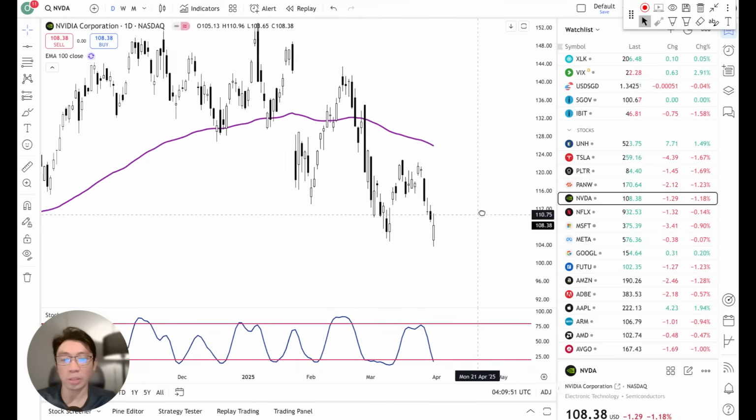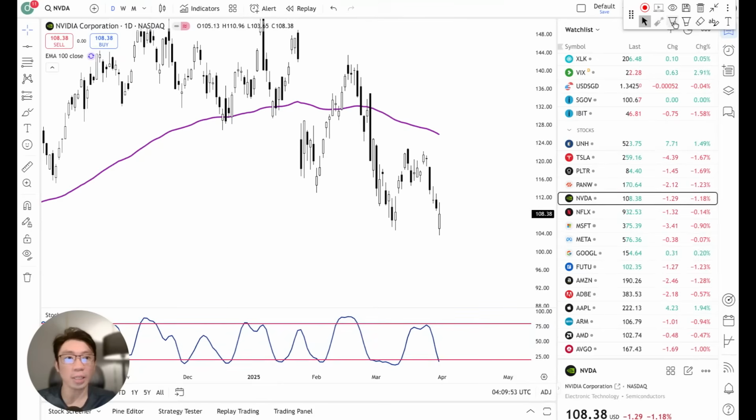So NVIDIA, as you can see over here, the stochastic is showing that it's in an oversold condition. So what does this mean? It means now that we want to be taking on a bullish position. So we'll be putting on the bull put spread. So for the bull put spread, what do we do? We now want to identify previous support areas. So how do you identify the previous support areas?